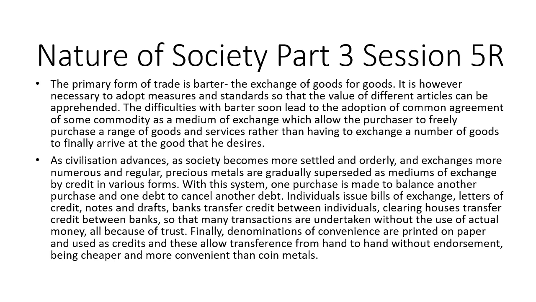Clearinghouses transfer credit between banks, so that many transactions are undertaken without the use of actual money, all because of trust. Finally, denominations of convenience are printed on paper and used as credit, and these allow transference from hand to hand without endorsement, being cheaper and more convenient than coin metals.